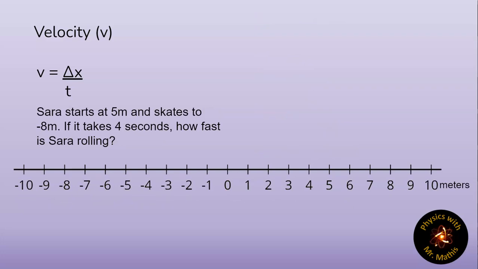Let's look at another example. In this case, Sarah starts at 5 meters on the number line and skates to -8 meters. So she's moving in a negative direction. Sarah takes 4 seconds and we want to know her velocity.